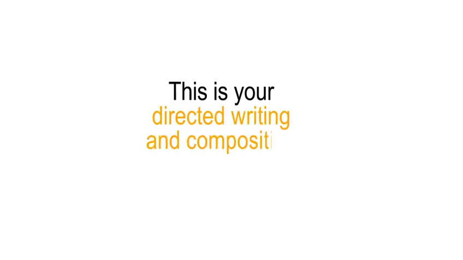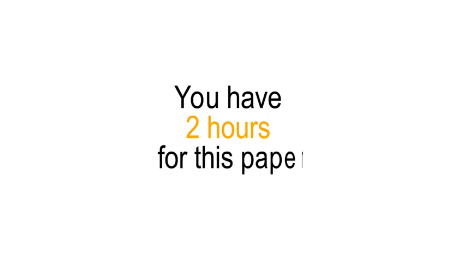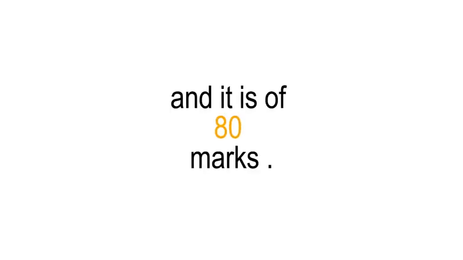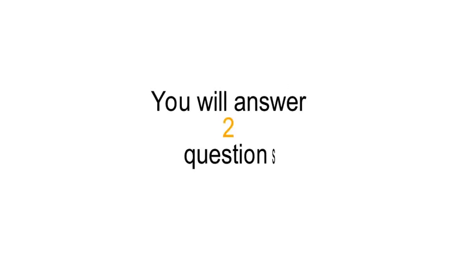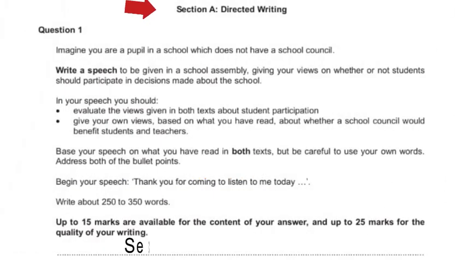IGCSE 0500 Paper 2. This is your directed writing and composition paper. You have 2 hours for this paper and it is of 80 marks. You will answer 2 questions, one from section A and one from section B. The text will be printed on the question paper insert.